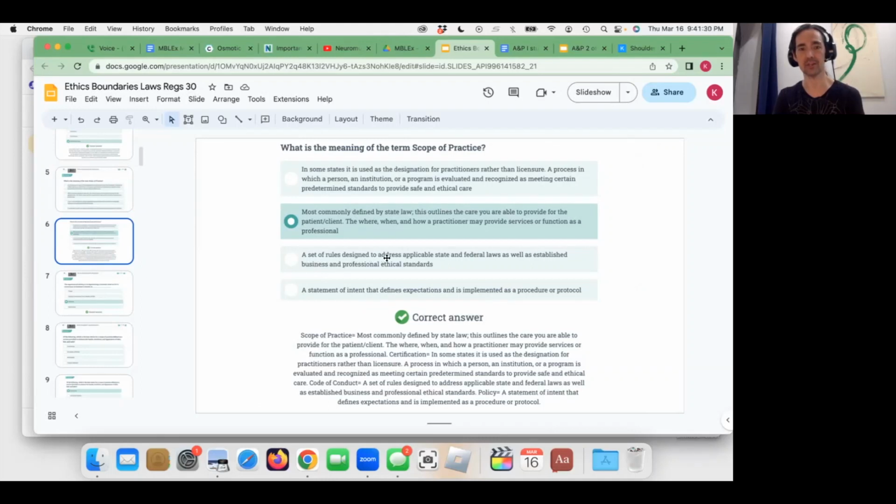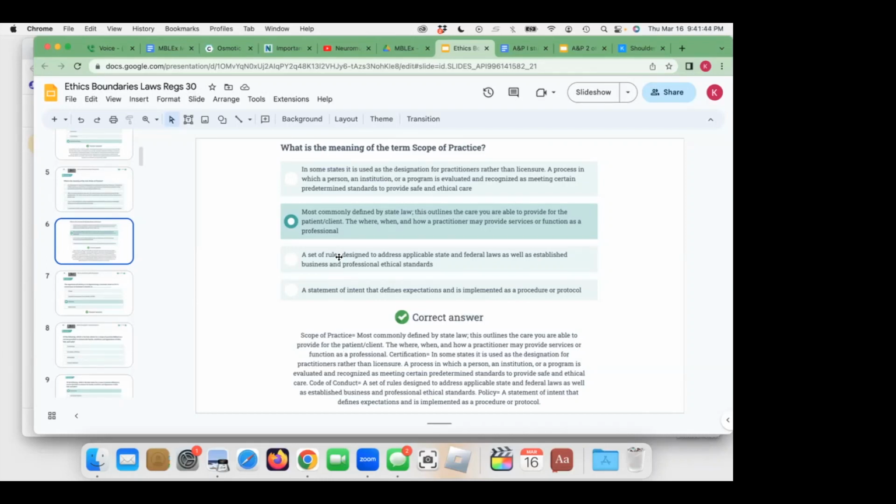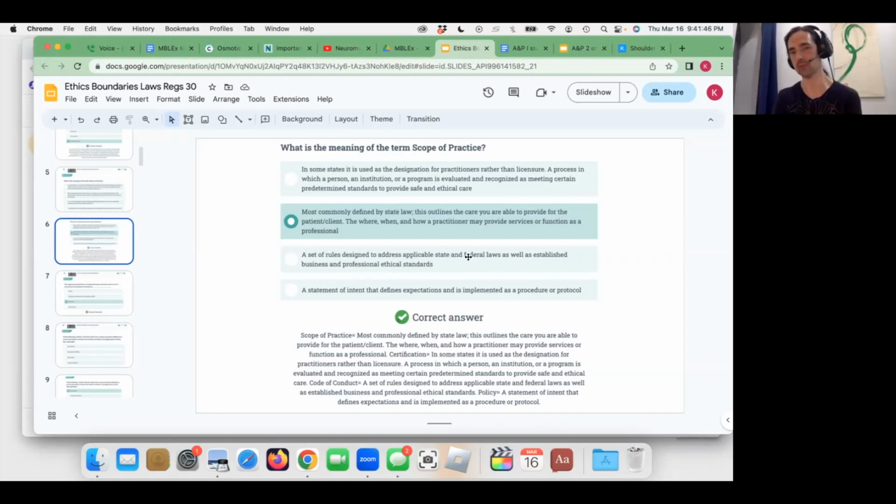This next one, a set of rules designed to address applicable state and federal laws, that is a code of conduct. They may ask you about these others. Scope of practice is the care you are able to provide, the care you're licensed or certified to provide. What is within your scope, right?